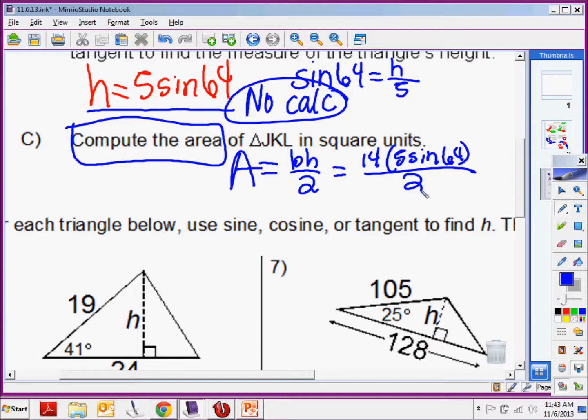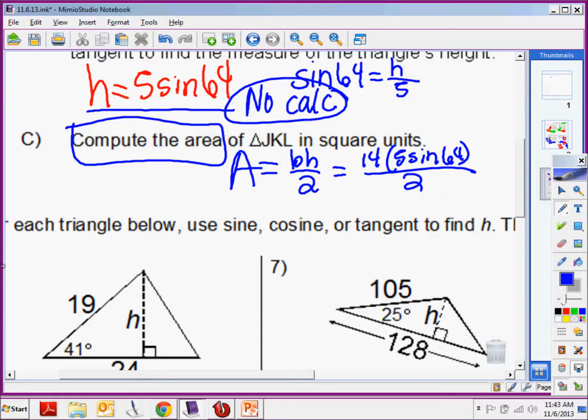Why? Because we usually do it in the calculator now. That was to get you used to actually understanding the process. But this is a piece of the puzzle. It's not the big picture. The big picture would be to find the area.